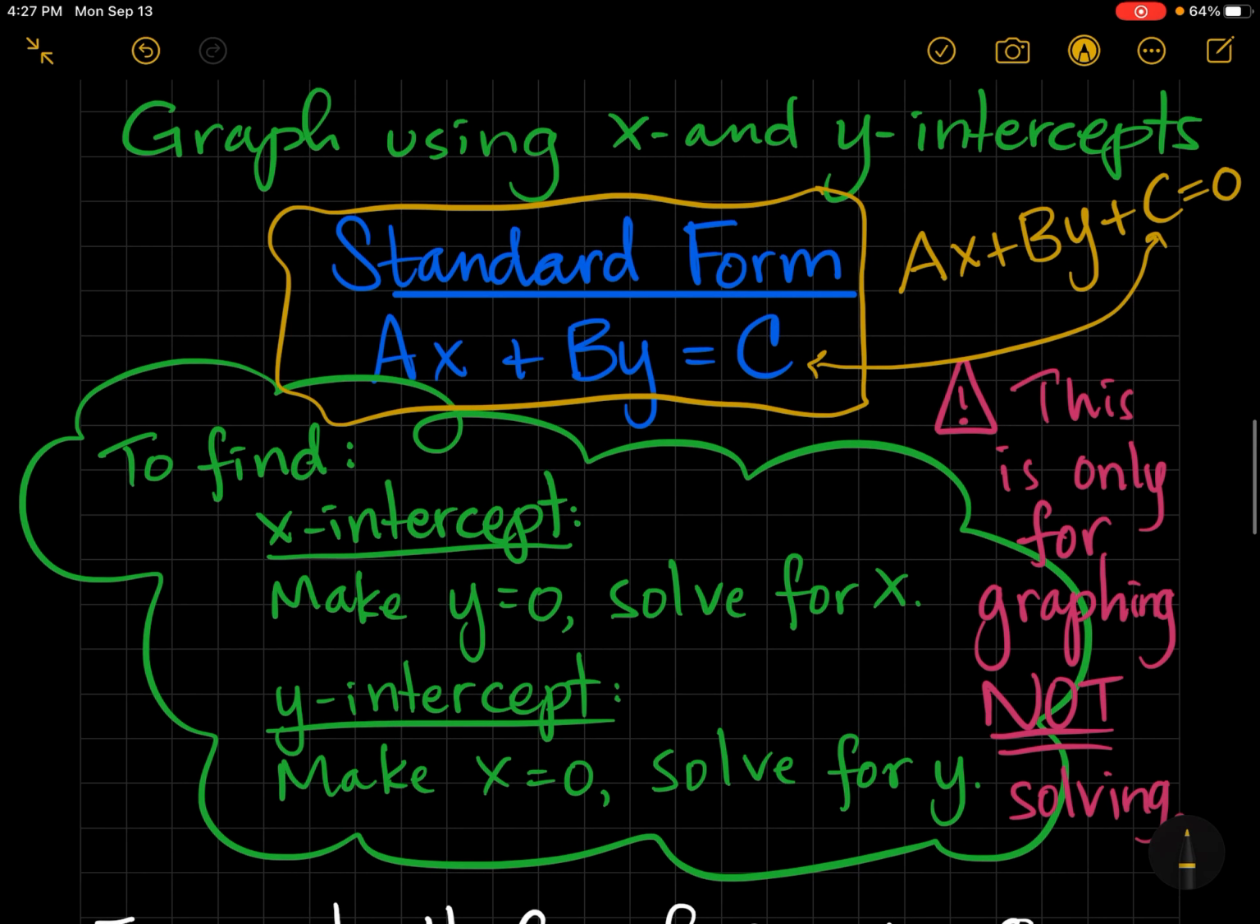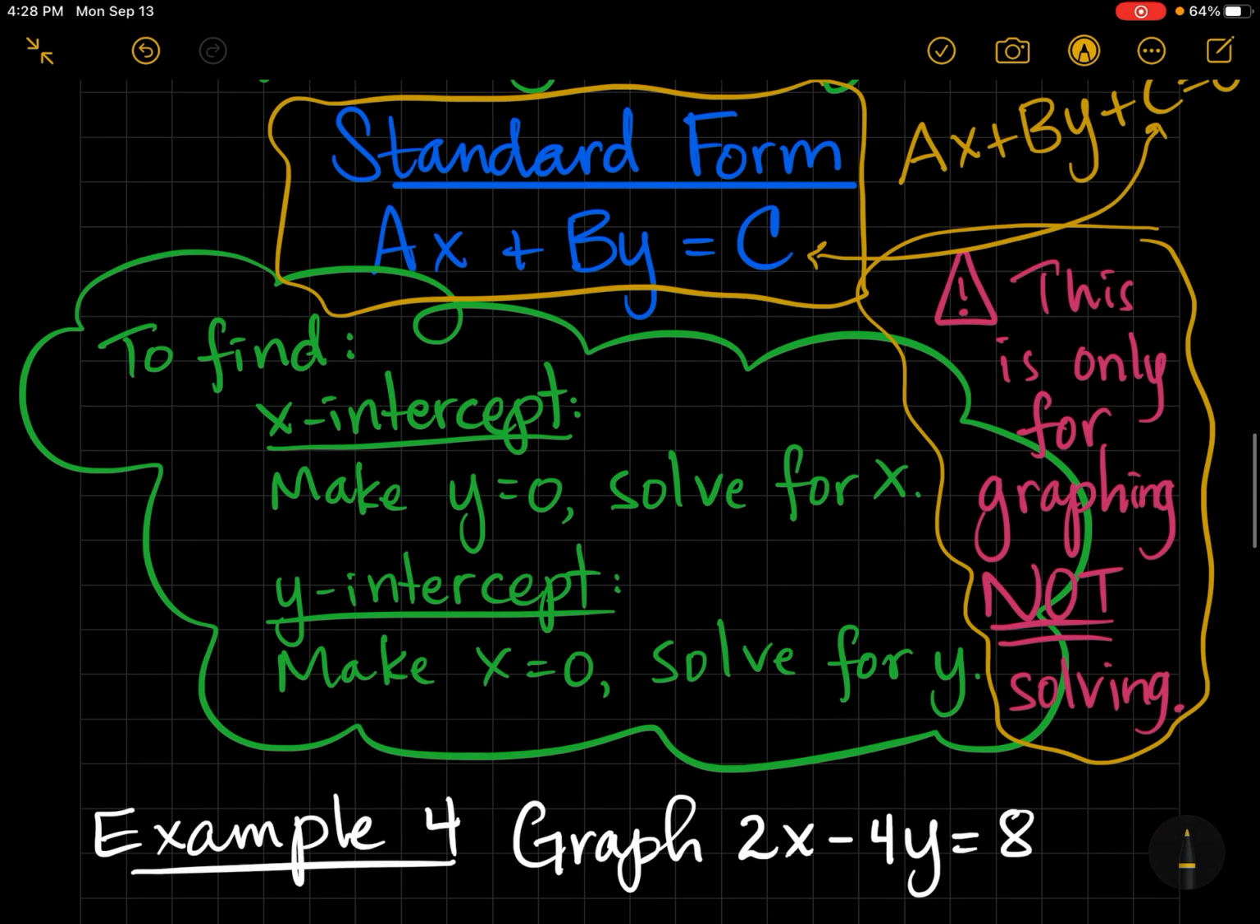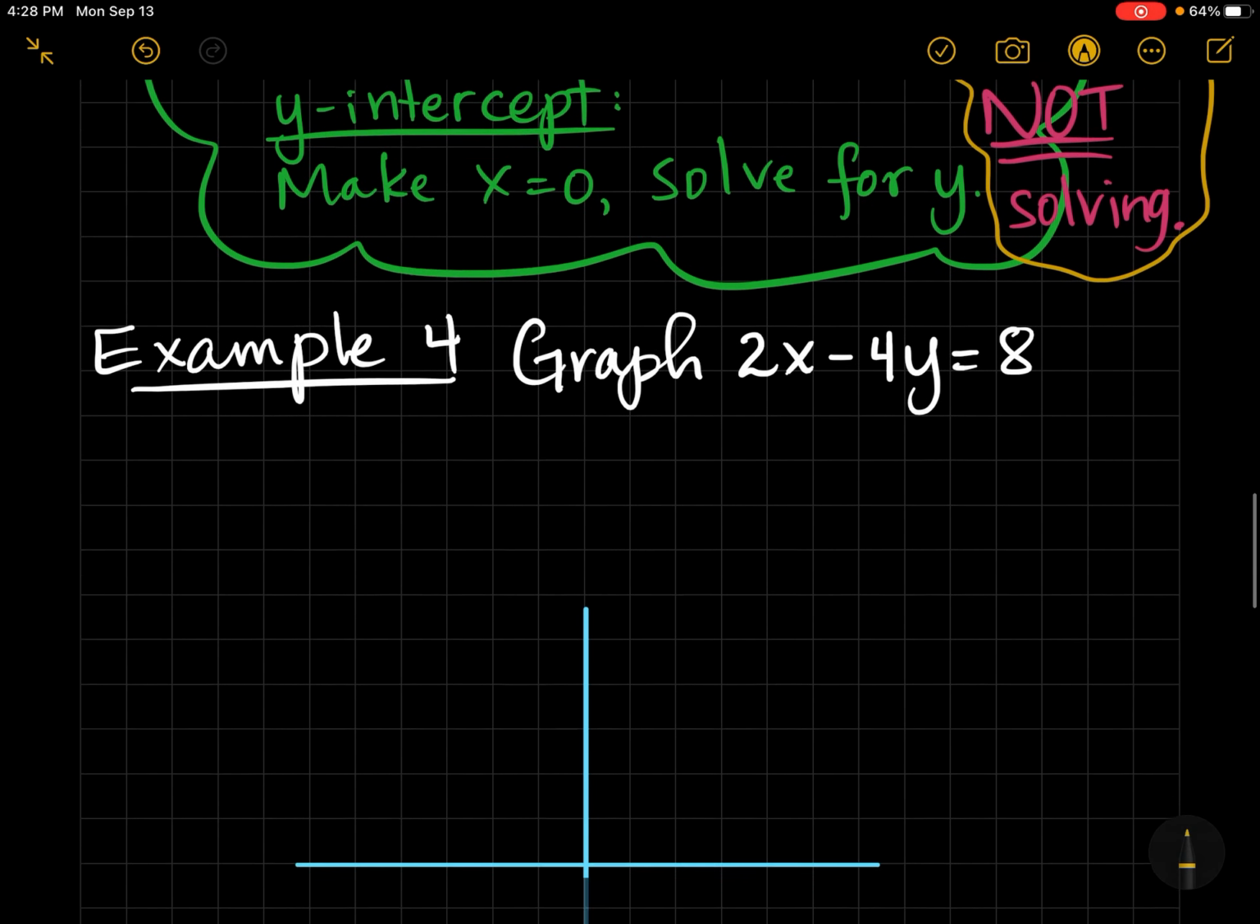What we're going to do is, if a line is in standard form, we're going to find the x and y intercepts. So to find the x-intercept, you're going to make y equals 0 and solve for x. Or to find the y-intercept, we're going to make x equals 0 and solve for y. Now this is a very important disclaimer over here. This technique is for graphing, not for solving. I've often had students get a little confused.